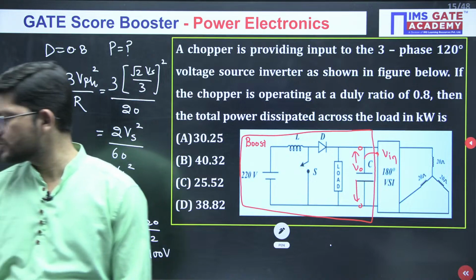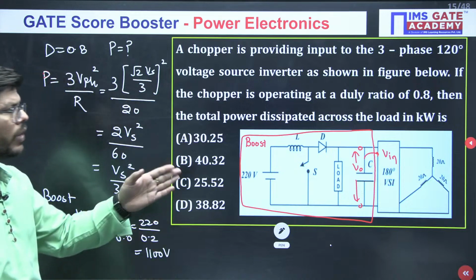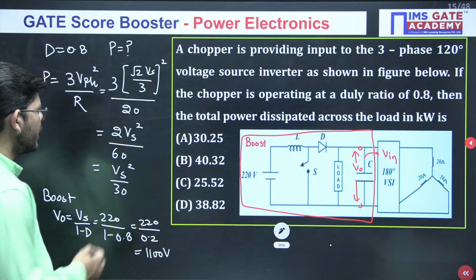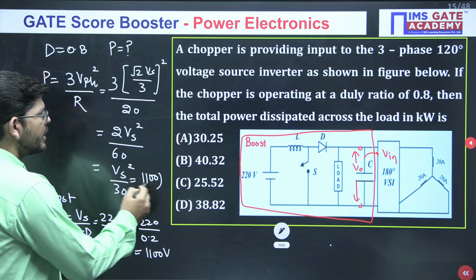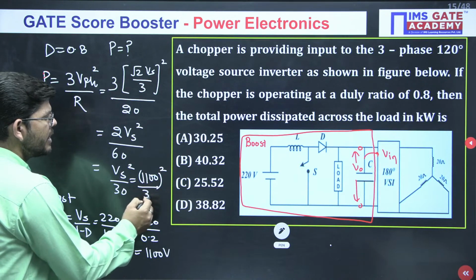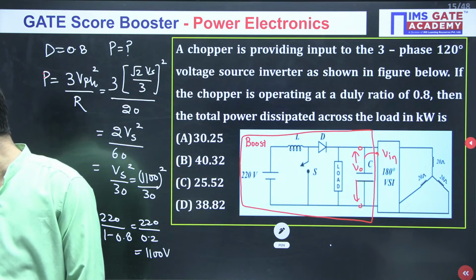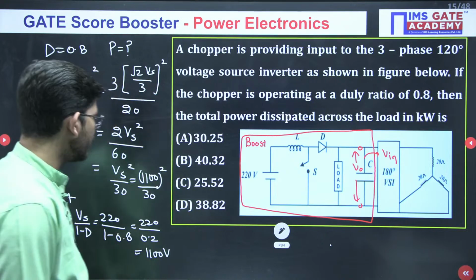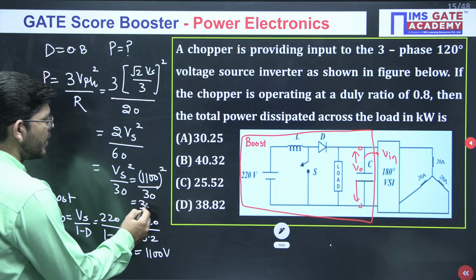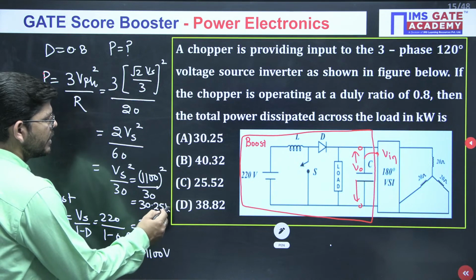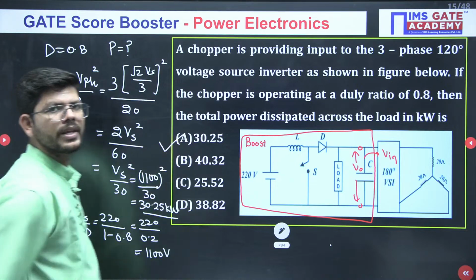It will be the input voltage to our 180 degree VSI inverter. So now you can put the values here: 1100 square divided by 30. When you calculate it, you will get 30.25 kilowatt as the answer, which is given in option number A.